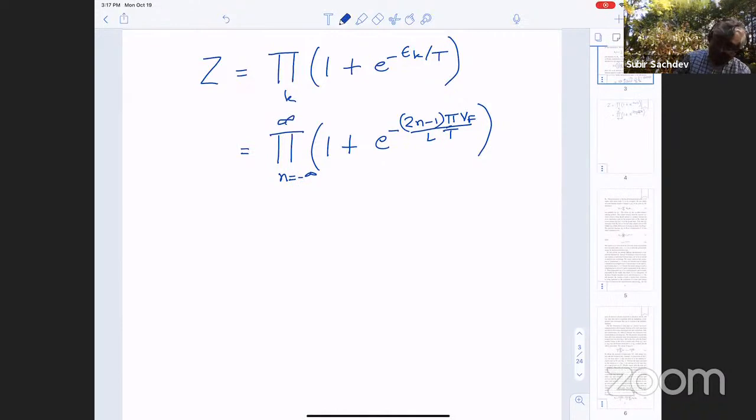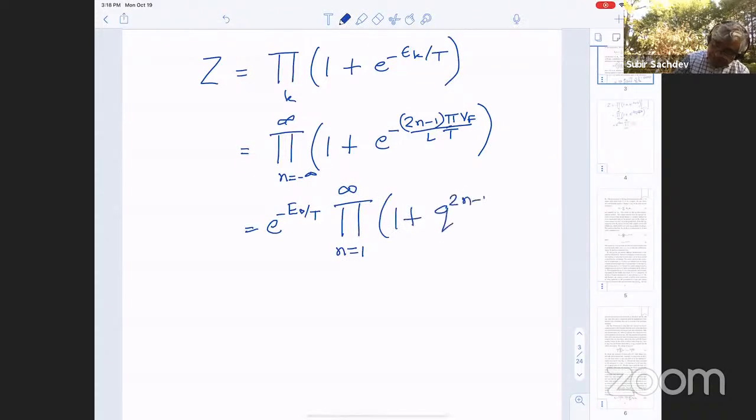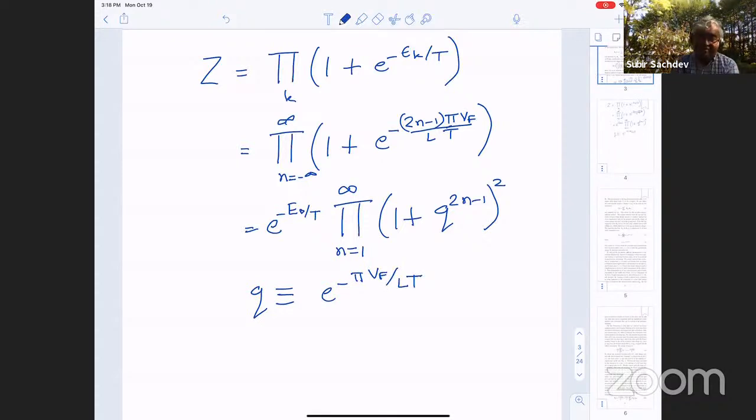Okay, so now I want to pull out the ground state energy, which is infinite. So this product as defined doesn't make much sense. It has exponentially growing terms. But if I pull out the ground state energy, it's e to the minus E_0 over T, times the product from n equals 1 to infinity of 1 plus q to the power 2n minus 1, whole squared, where q is just e to the minus pi v_F over LT. So that's the partition function at any temperature.